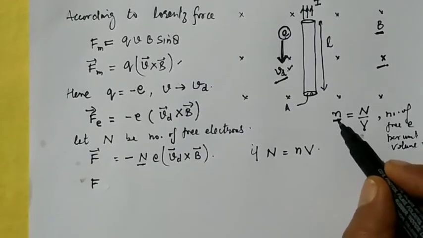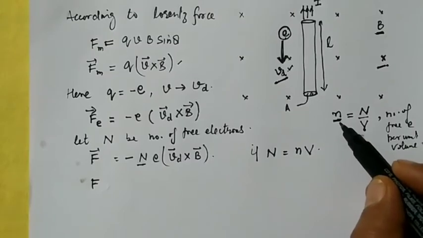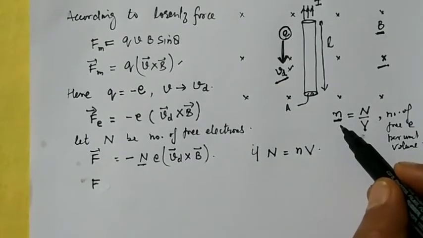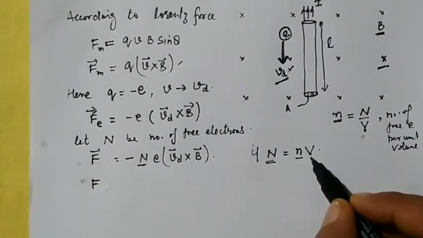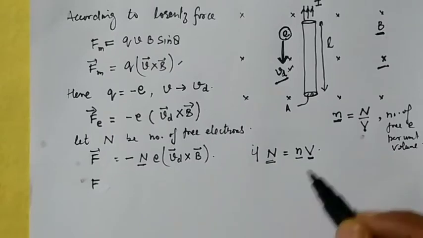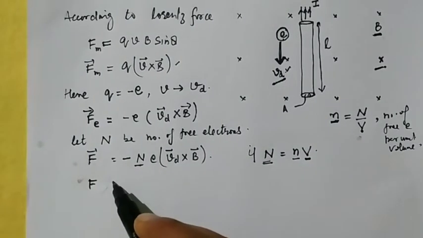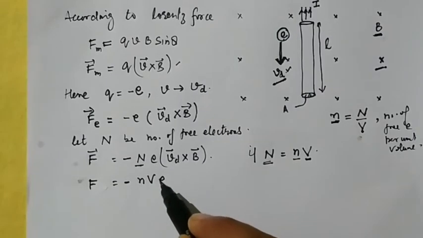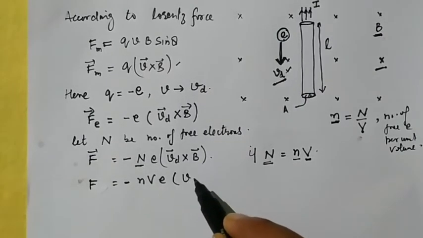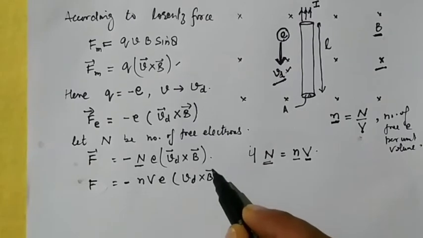If small n is the number of free electrons per unit volume, then the total number of free electrons will be equal to small n, the number density, multiplied by volume. Now put this value in this equation. So what we get? Minus small n times volume times charge of electron e, Vd cross magnetic field.